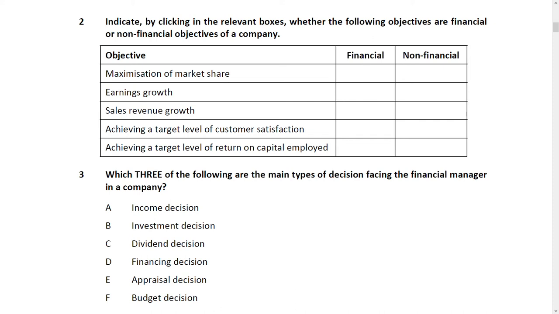Question 3 is a different type. This is a multiple response. Why multiple response? Not just one, three you have to select. Which three of the following are the main types of decision facing the financial manager in a company? Income, investment, dividend, financing, appraisal, budget. What are the three? So you can take the answer: investment, financing, dividend. B, C, D. These are the three main decisions of a financial manager.